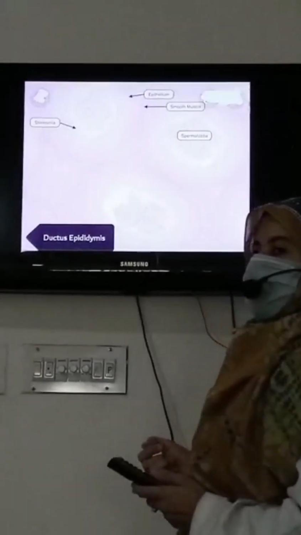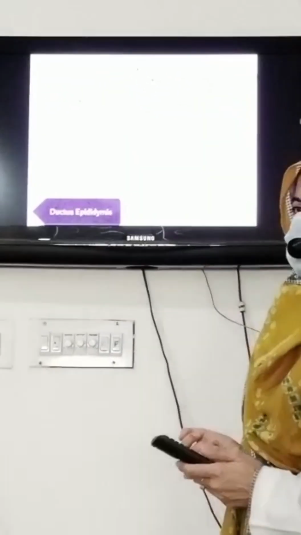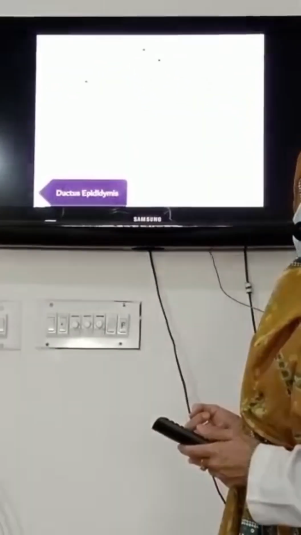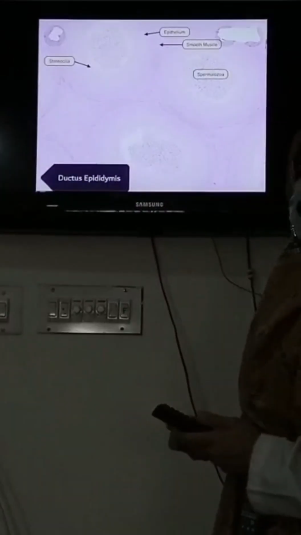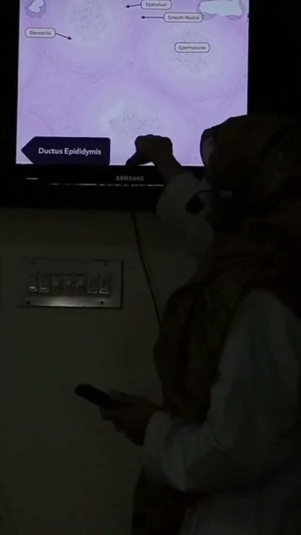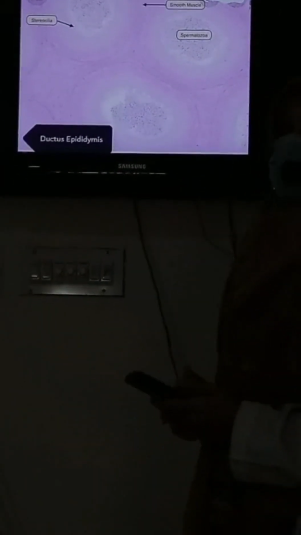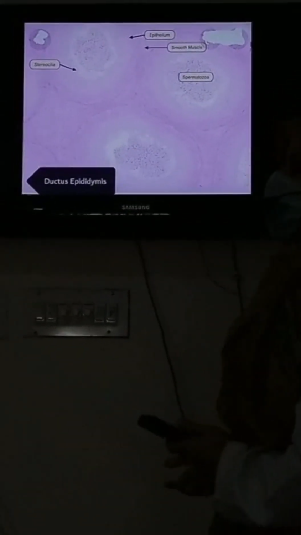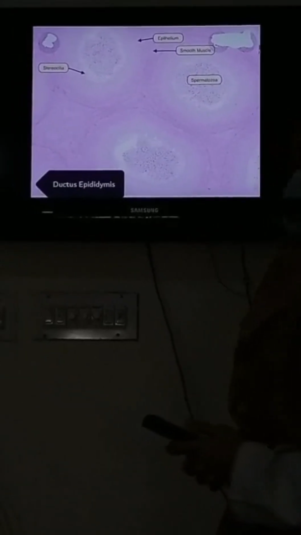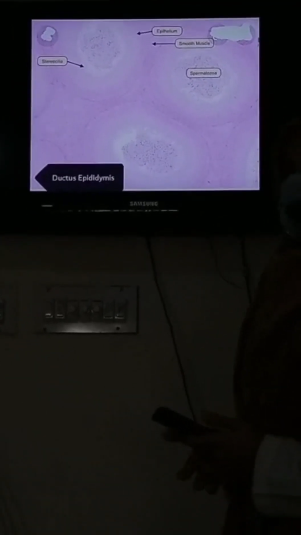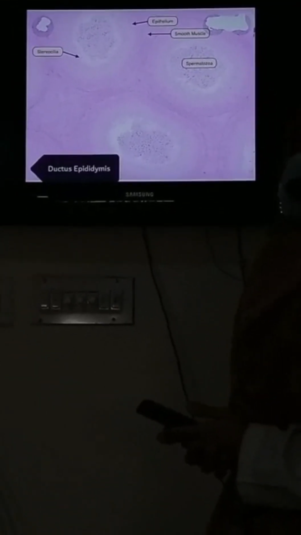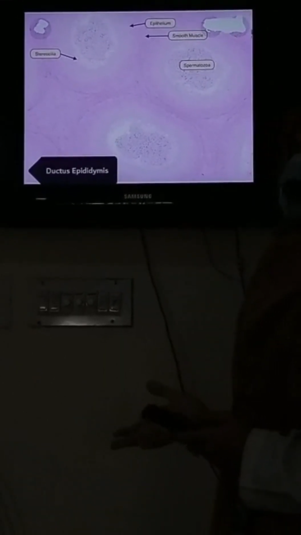So what does the ductus epididymis have to do? It first stores spermatozoa and then transports them to the ductus deferens. In addition to this, the epithelial cells are supposed to resorb extra fluid, right? And here is the place where the spermatozoa mature and attain the quality of motility. So these are a few functional points about the ductus epididymis.